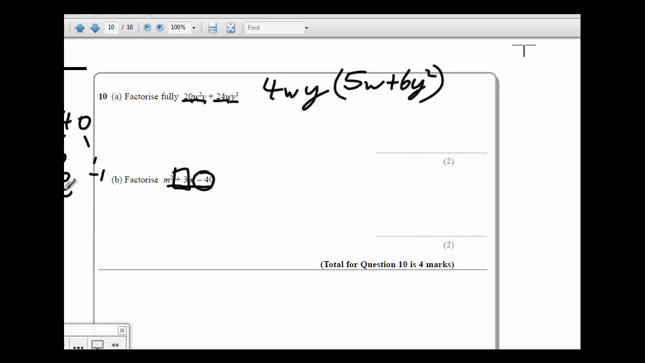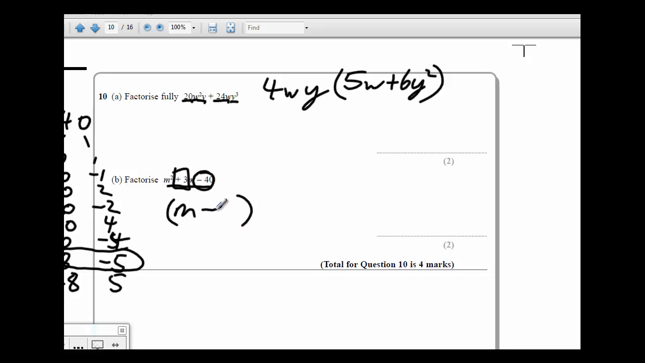It could be minus 20 and 2. Or 20 and minus 2. It could be minus 10 and 4, or 10 and minus 4. It could be 8 and minus 5, or minus 8 and plus 5. So I want two of those that are going to add together to give me 3. Well, it's going to be 8 and minus 5. So I know that in my brackets it's going to be m plus 8, m minus 5.